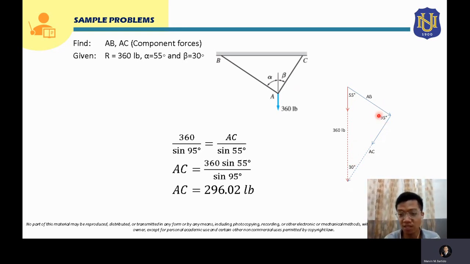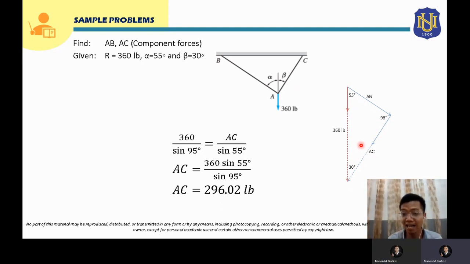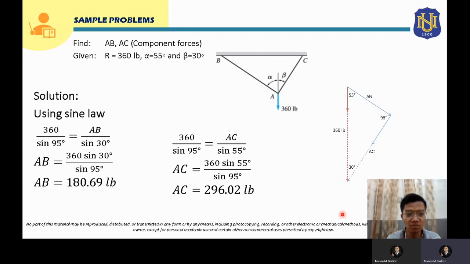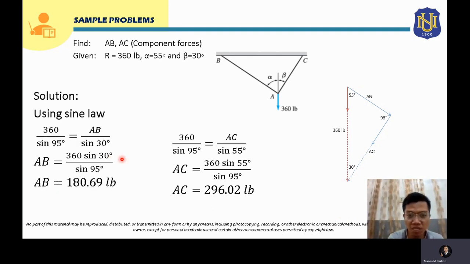So now this will be the data of our triangle. We have here the 360-pound side, we have here a 55 degrees angle, we have here 95 degrees, and we have here 30 degrees. As you can see, we have complete data for the angles. So for this available data, we can use the sine law. Using the sine law to solve for AB and AC, let's first solve AB.